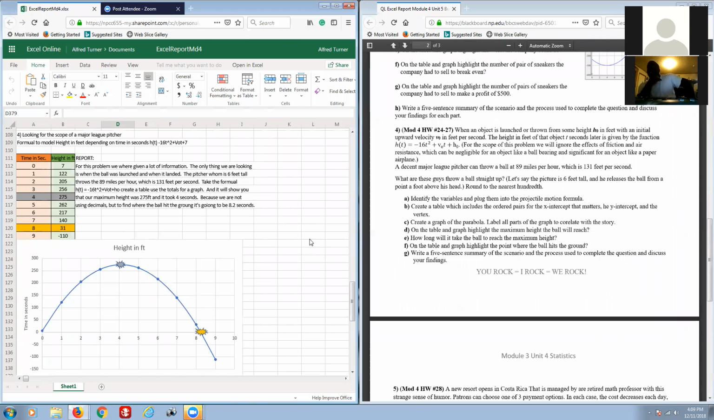Okay, we launched the ball. This is the velocity formula. A decent major league pitcher can throw a ball at 89 miles per hour, which is 131 feet per second. I'm glad they gave us that. If not, it would have made the problem longer. The formula is height versus time.